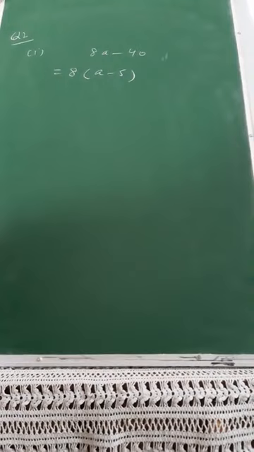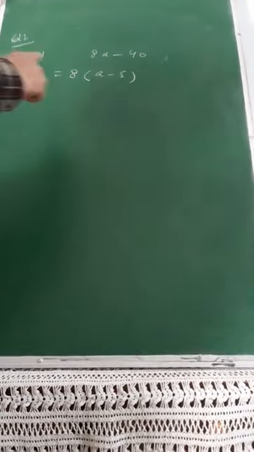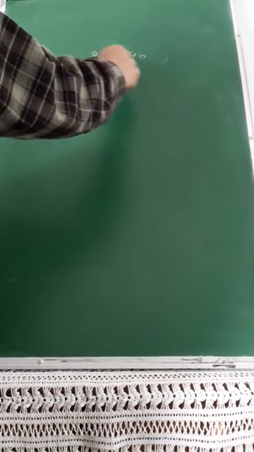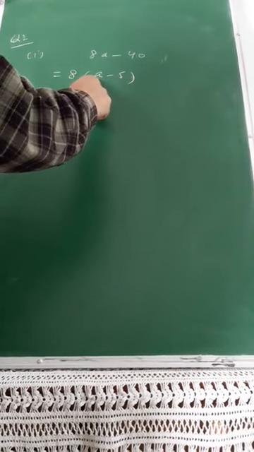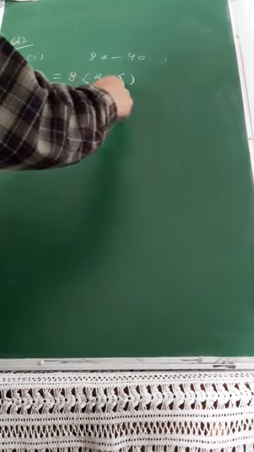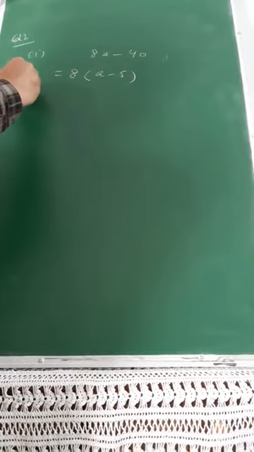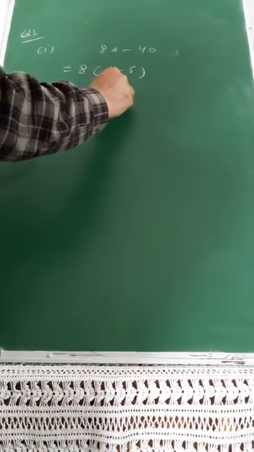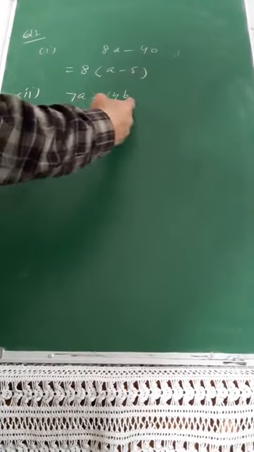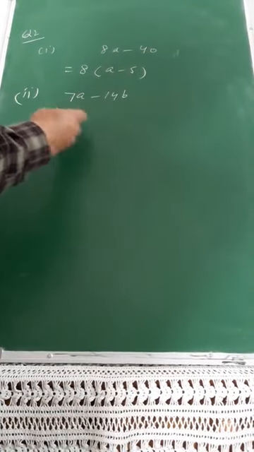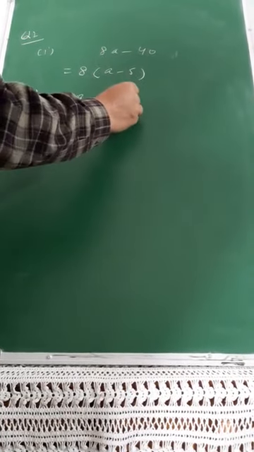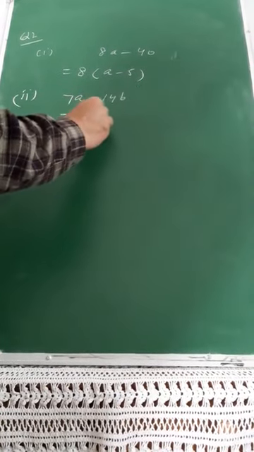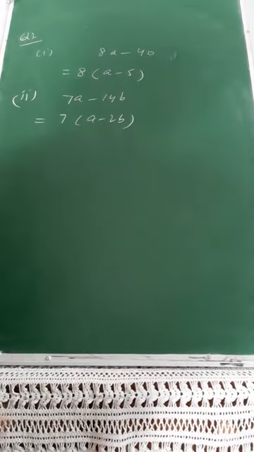Whatever you have written outside the bracket, by that particular term you need to divide both. 8a when you divide by 8, a will be left. 40 when you divide by 8, 5 will be left. Now the second part is 7a minus 14b. So different variables are there. I just cannot think about their common. So 7 only is common. You will be left with a minus 2b.